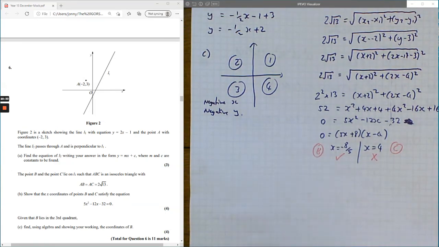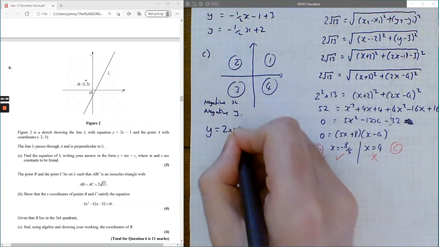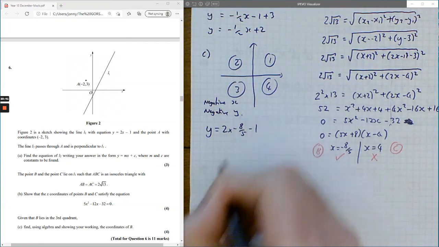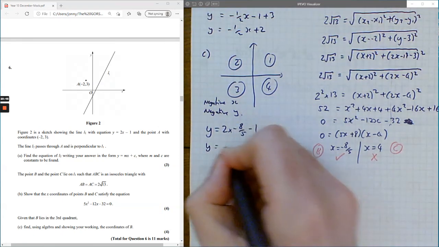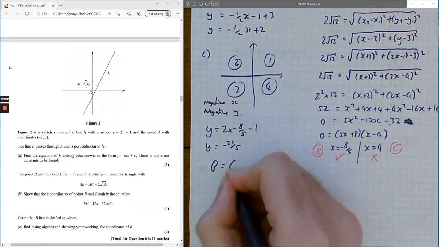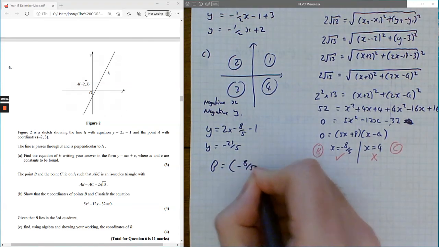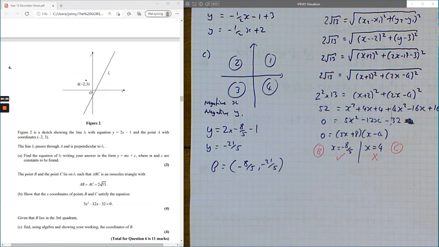So then, we also know that it's on the line y equals 2x minus 1. So y equals 2 times minus 8 over 5 minus 1, which is equal to minus 21 over 5. That tells me that B is the coordinate minus 8 over 5, minus 21 over 5. And that's question 6.